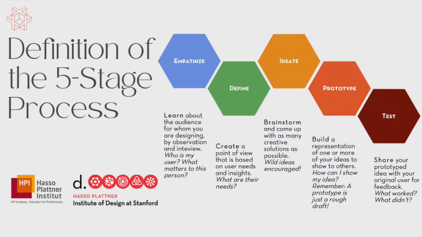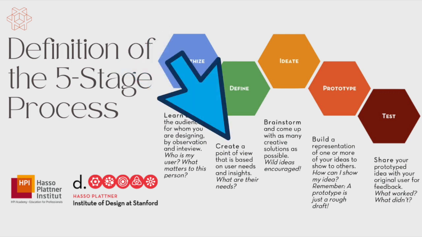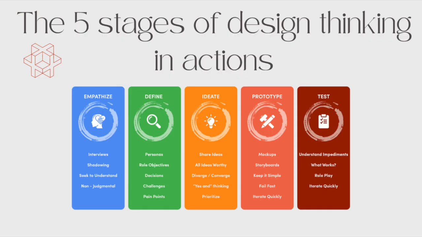Since it is most useful to tackle problems that are wrongly defined or unknown, details of the phases are listed on the screen. In the 5 stages of design thinking in action, I have listed 4 or 5 actions under each stage to highlight its objective. For example, during the empathize stage, interview, shadowing, seek to understand, and non-judgmental are the key points that I was looking for in order to achieve them. Let's see how this framework was put together in practice in my school, shall we?